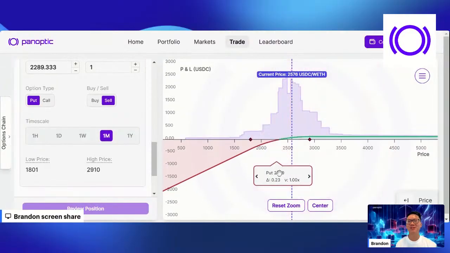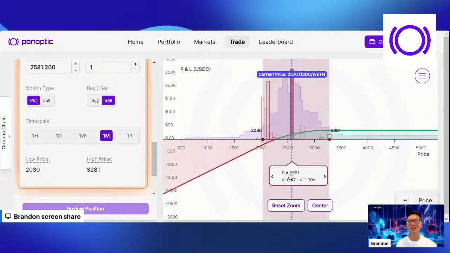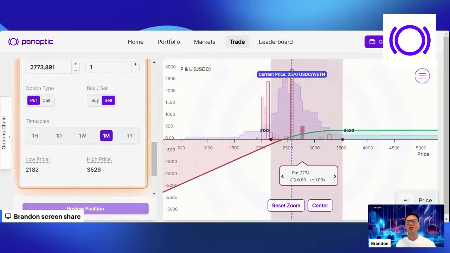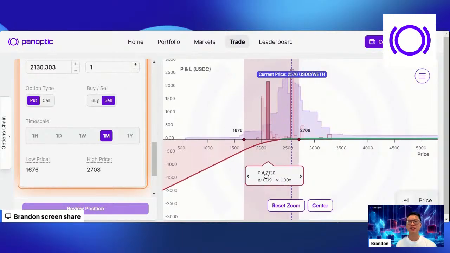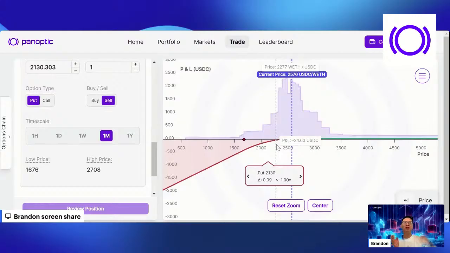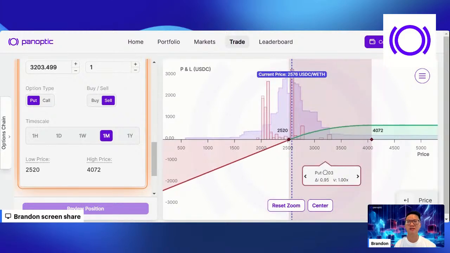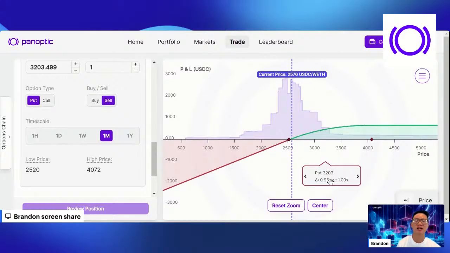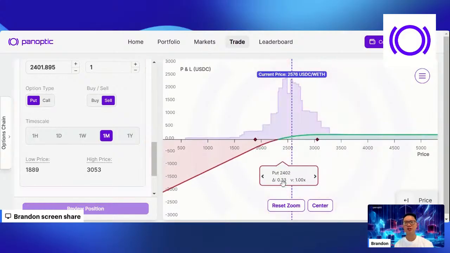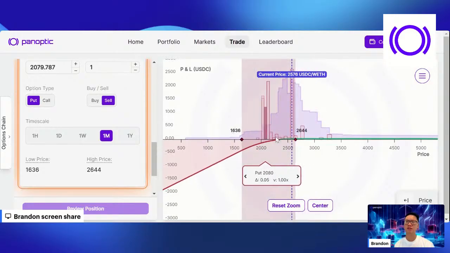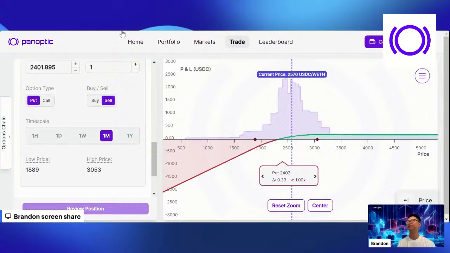So when you're choosing an LP position, you could LP between 2030 and 3281. That would give you a delta of 0.47. But you might want to LP at 1676 to 2708, so you're mostly LPing below the current ETH price. This would give you a much smaller delta, 0.09. You have about 9% exposure now to the price of ETH. Whereas if you did it in the middle, you have about 50% exposure. And if you do it above the price, you have almost 100% exposure. So what I'm positing is that you can think in terms of the delta of a position instead of, or in addition to, the actual price range that you're LPing at.